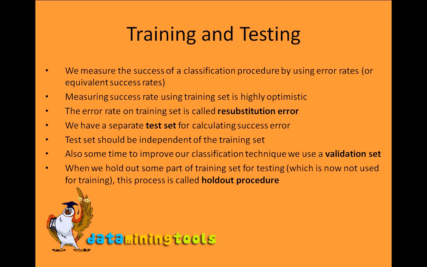So basically we work with three sets. We use the training set for the training purposes, then we use the validation set to improve our techniques, and then in the end, to calculate our error, we use the test set. When we hold out some part of the training set for testing, which won't be used for training, this process is called the holdout procedure.